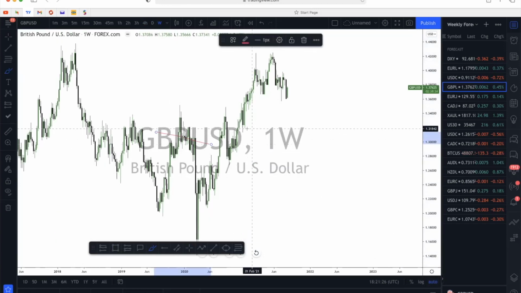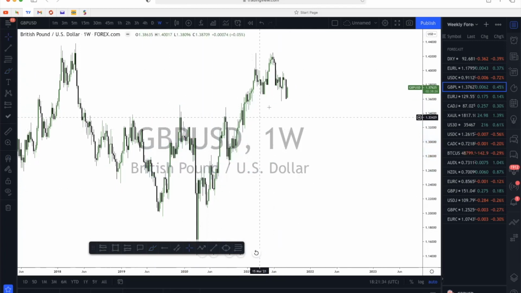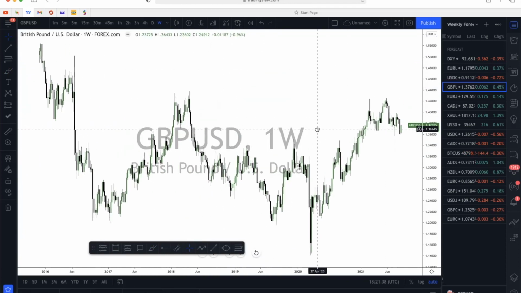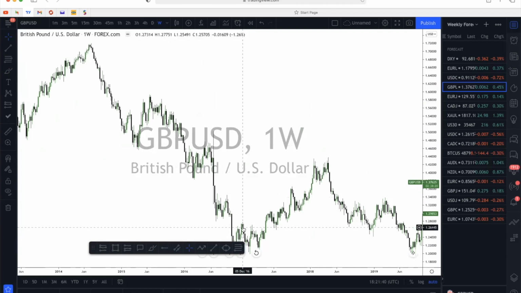In the weekly time frame, we can see what is happening. This price is actually dropping. The price is actually not regular here. As you can see, we have a price action here.